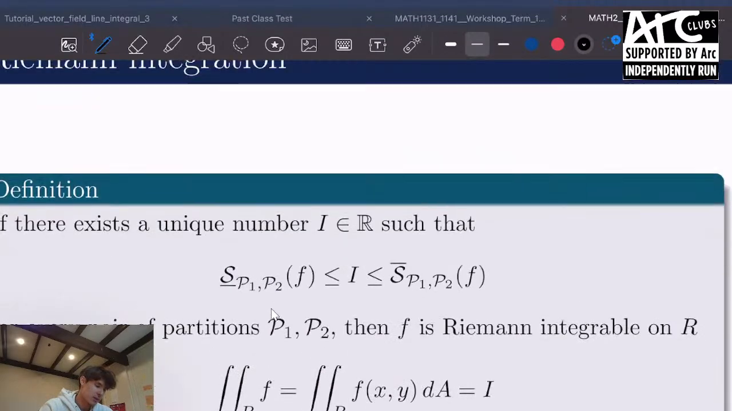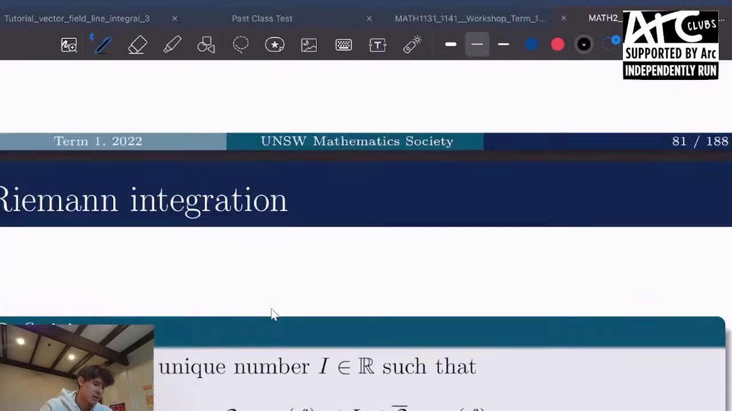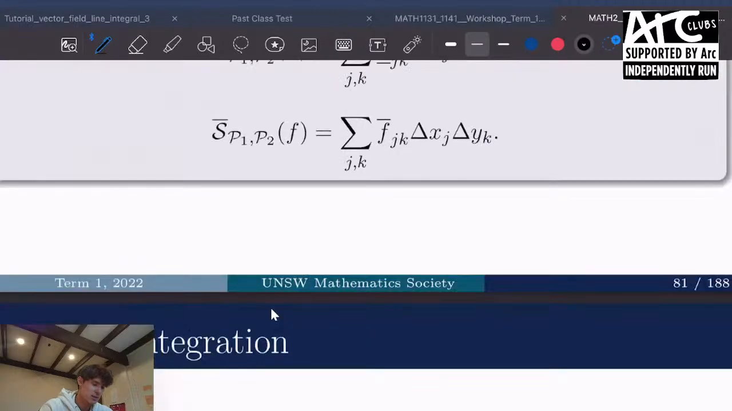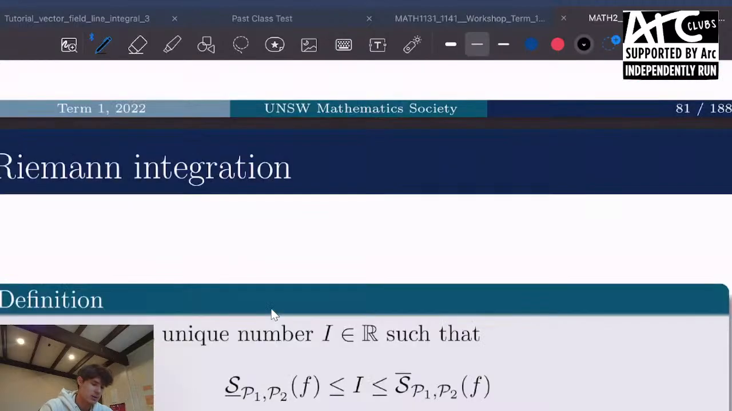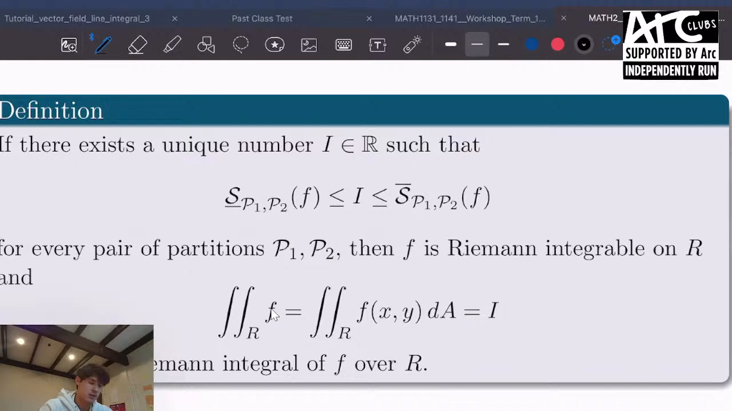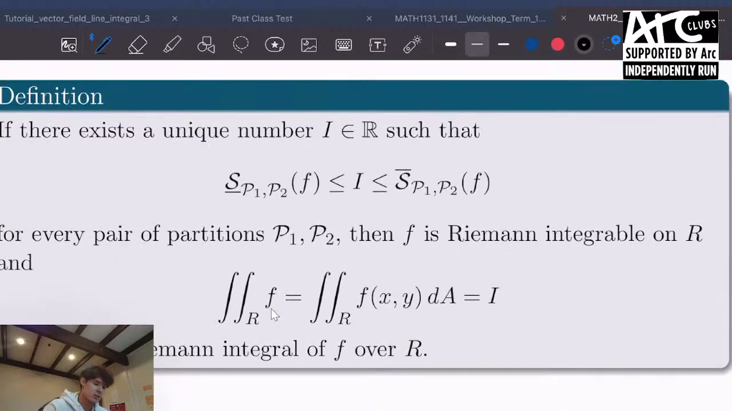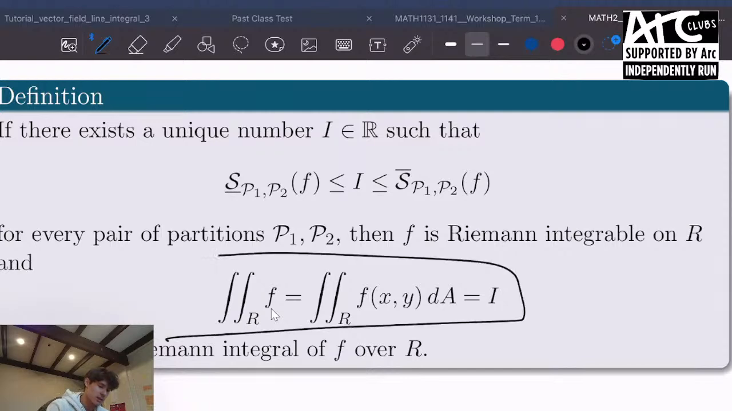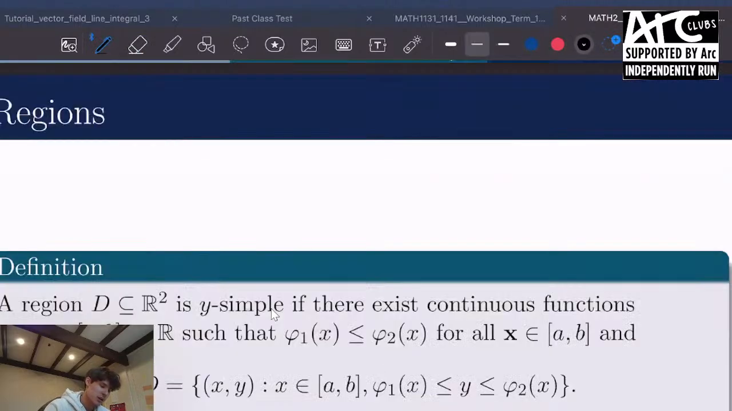Now, when it comes to Riemann integration, as long as there exists some number between the lower and upper Riemann sums that's unique for every possible partition, then we can say that the function is Riemann integrable on R. Furthermore, the Riemann integral is equal to that number sandwiched between the lower and upper Riemann sums. Okay. Now we can denote it like this. This is our Riemann integral. So how do we actually calculate that?